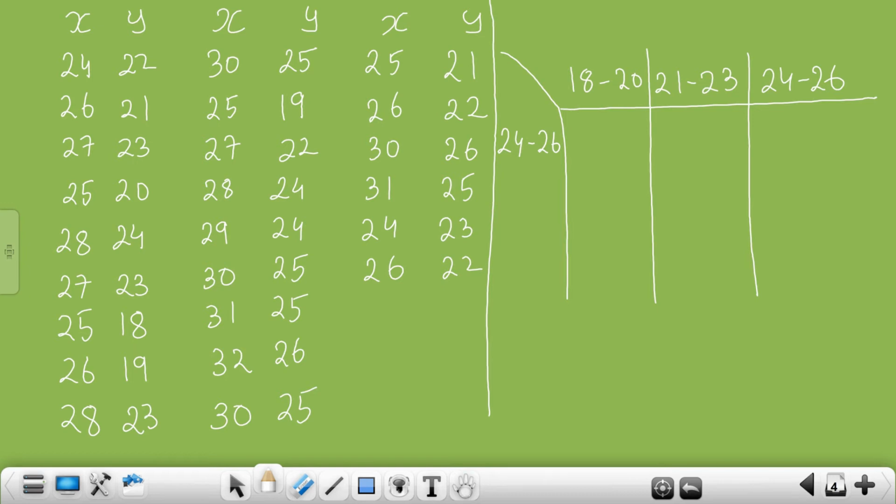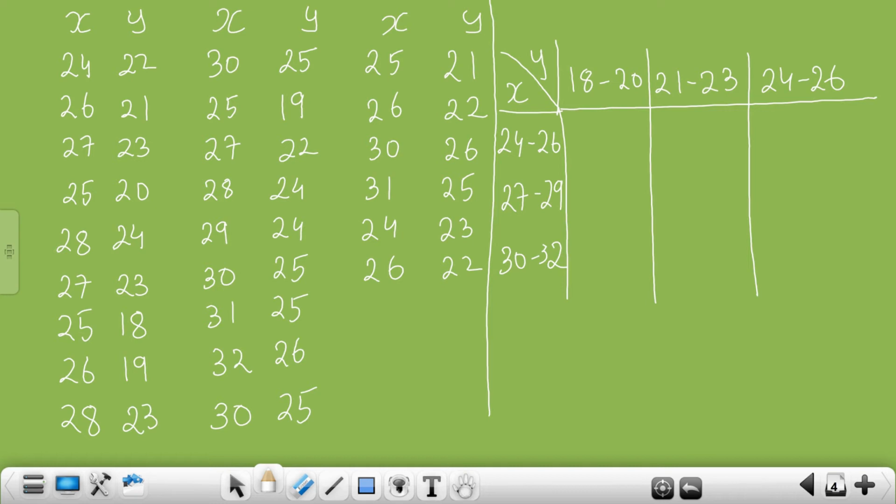It's 24 to 26. Next is 27 to 29, and 30 to 32. I believe that because of this our class intervals have reduced. Instead of taking 18 to 20, 20 to 22, 22 to 24, and 24 to 26, since it's an inclusive series data, our classes have reduced and our table has also considerably reduced.